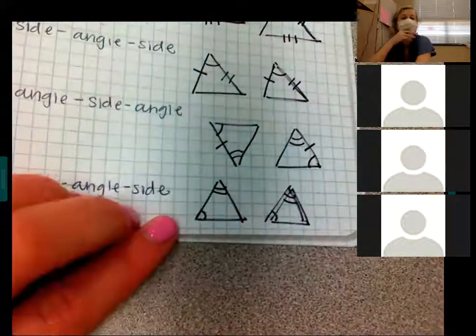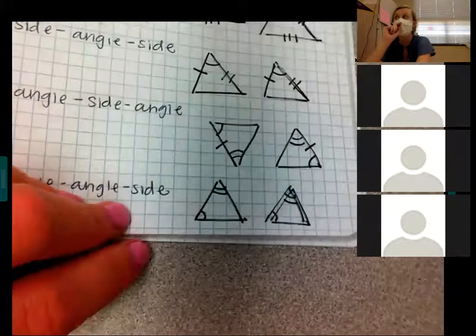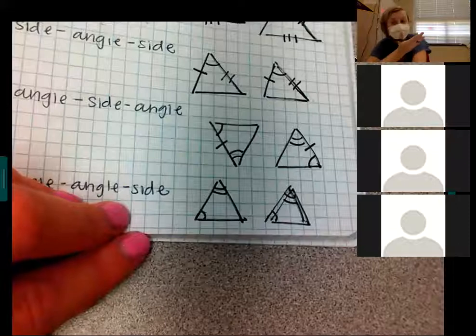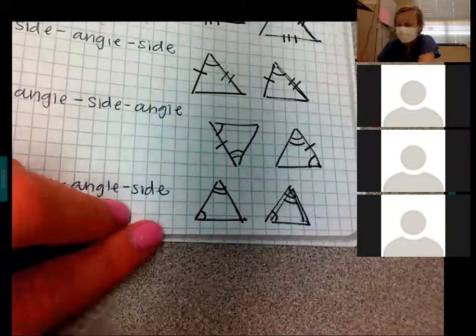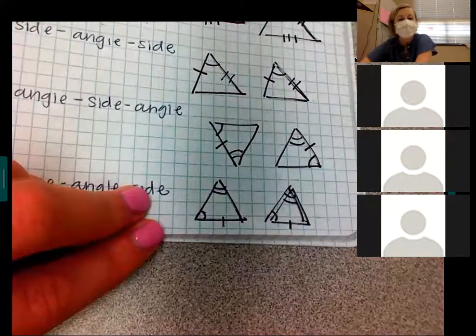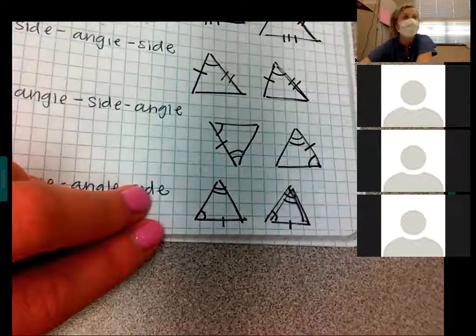So let me ask y'all a question. Does it matter if I mark the right or the bottom? What do you think? No, because they're both on the outside. They're not in between the angles. So I'm gonna mark the bottom one. Those triangles would be congruent by angle, angle, side.